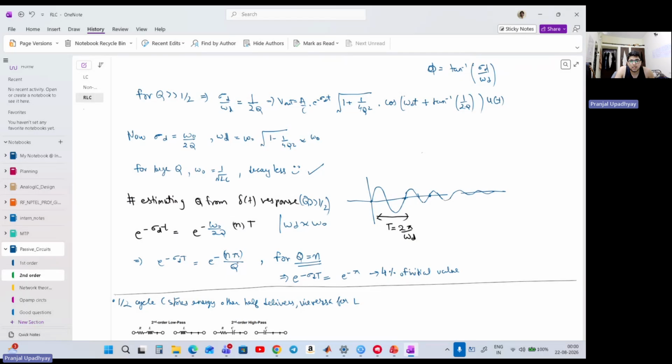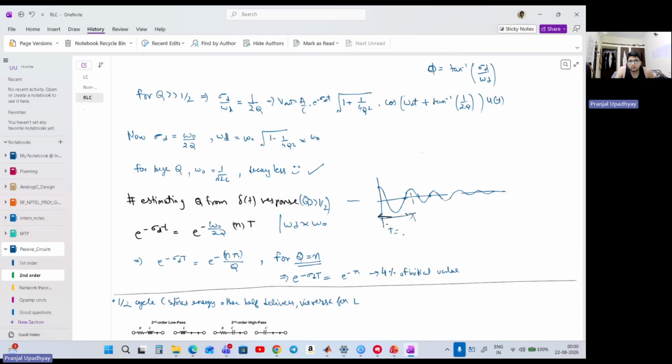So when q is equal to n, this term is basically e to the minus pi. Take the point when the oscillations degrade to 4% of their initial value. Basically this cos wave is starting here. I should just write it correctly. So a complete oscillation would have happened here, right?